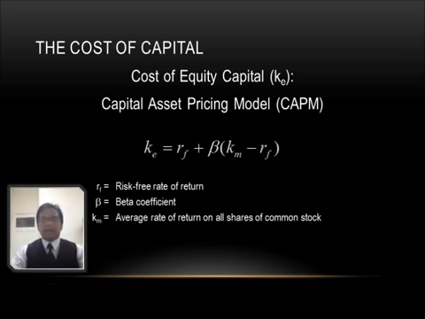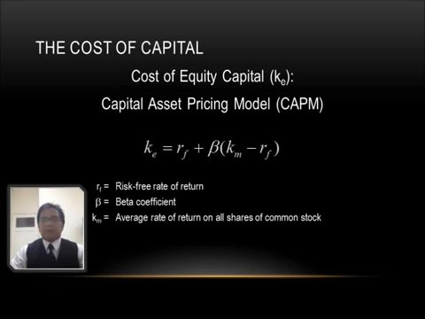Another method commonly used to estimate the cost of equity is the capital asset pricing model. This model takes into consideration not only the risk differential between common stocks and government securities, but also the differential between the common stock of the firm and the average common stocks of all firms on the broad-based market portfolio, or as we call it, the systematic risk.